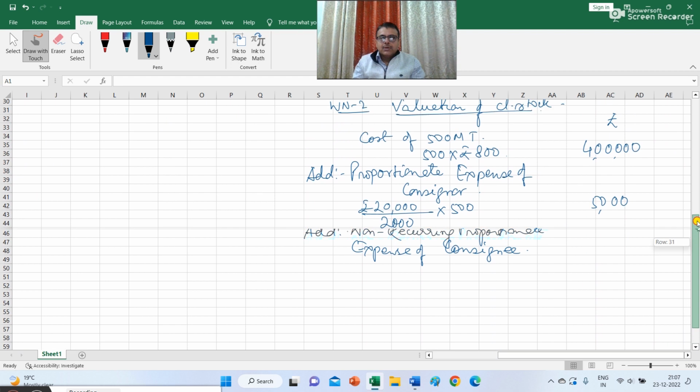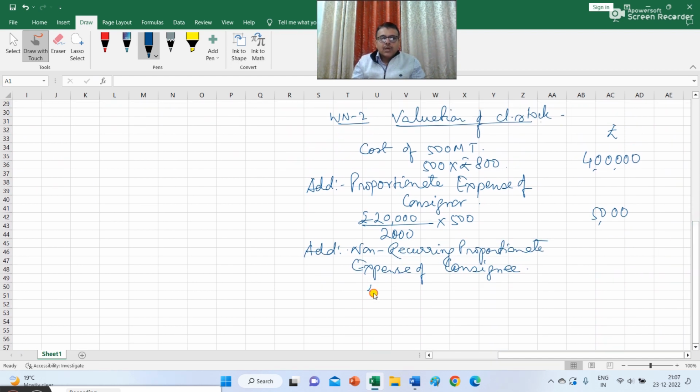we have to do a small working, that is rupees 4,500 is the clearing charge that was paid for 1,500 metric ton. Because out of this 2,000 metric ton, 500 metric ton got destroyed during transit. So the consignee actually cleared 1,500 metric ton of goods or chemical. So what is the proportionate expense for 500 metric ton? So this is 1,500. So non-recurring proportionate expense of consignee is rupees 1,500.